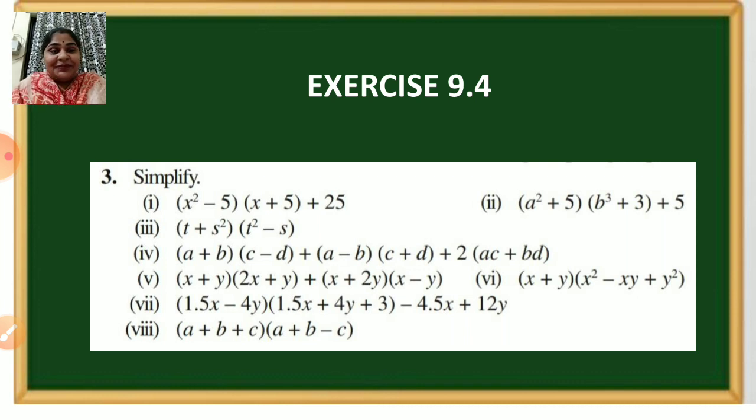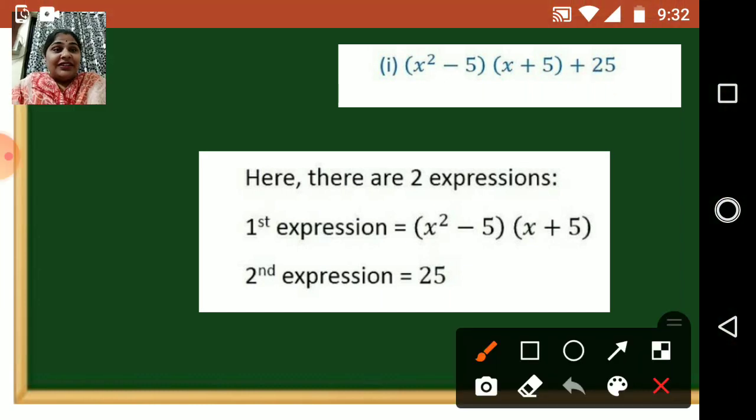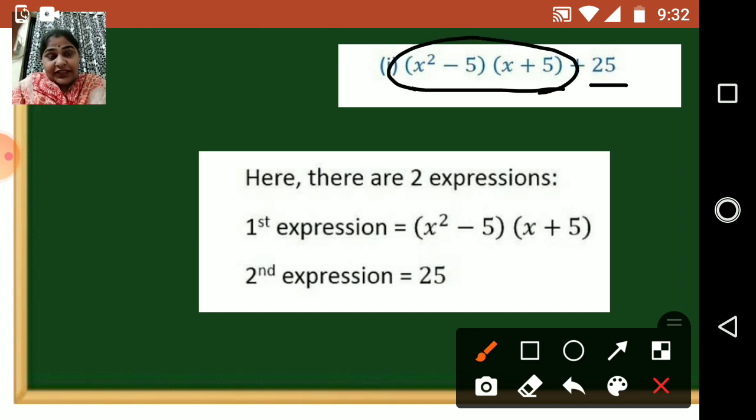So let us begin. This is the first one, children, that is x square minus 5 multiplied by x plus 5, plus 25. Now if you see here, this is your first expression and this is your second one, that is the first term and second term. So there are two expressions here: x square minus 5 multiplied by x plus 5, and plus 25.